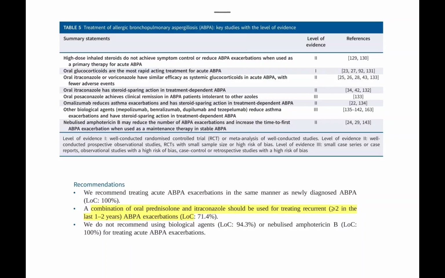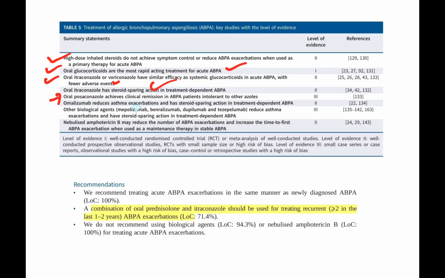So once again coming to the slides, high dose inhaled steroid they are not recommending for primary therapy, and oral steroids are the most rapid acting for acute ABPA. Oral itraconazole and voriconazole have similar efficacy with fewer adverse effects, but we have to use itraconazole. This has a steroid sparing effect in treatment dependent ABPA. And if the patient is not responding to itraconazole or voriconazole, then we have to consider oral posaconazole.